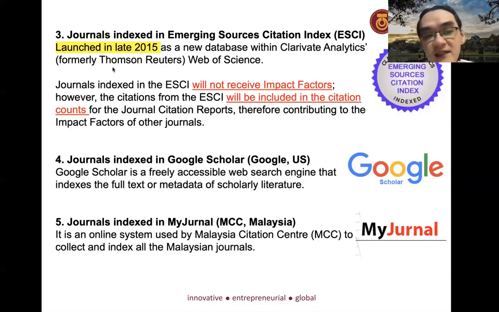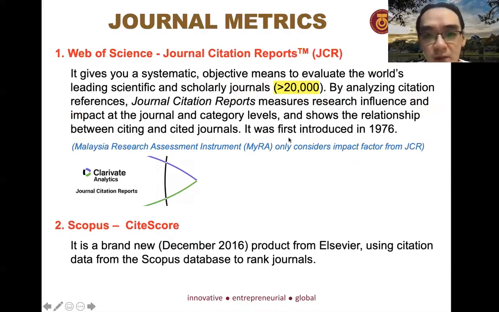The last two are lower quality in terms of indexing. We have journals indexed in Google Scholar, and if you have a new journal in Malaysia, I think normally they will be indexed in MyJurnal. These two normally index a journal even though it is very new. Even if this year is the first publication, you can already ask for indexing in Google Scholar and MyJurnal.